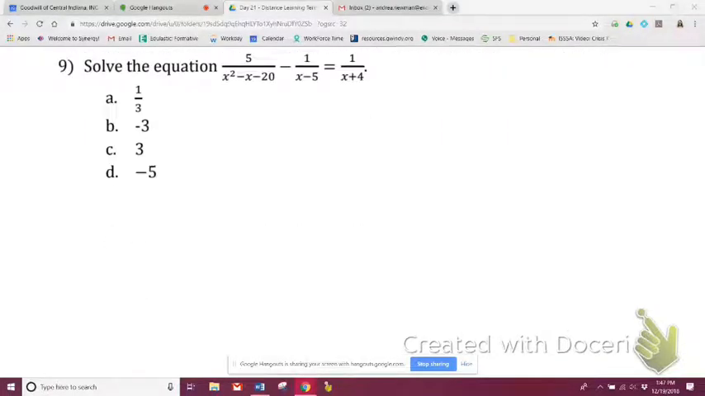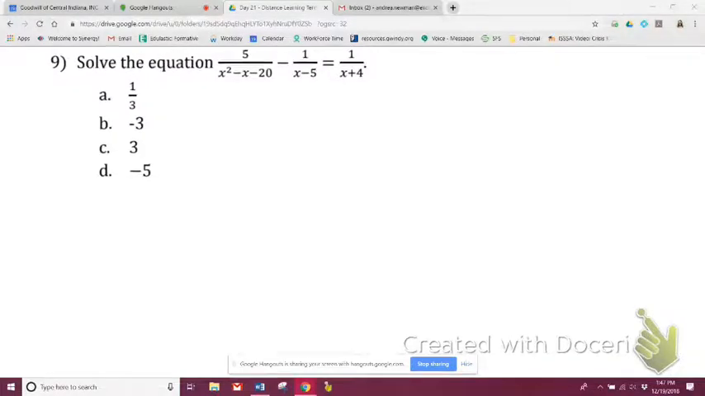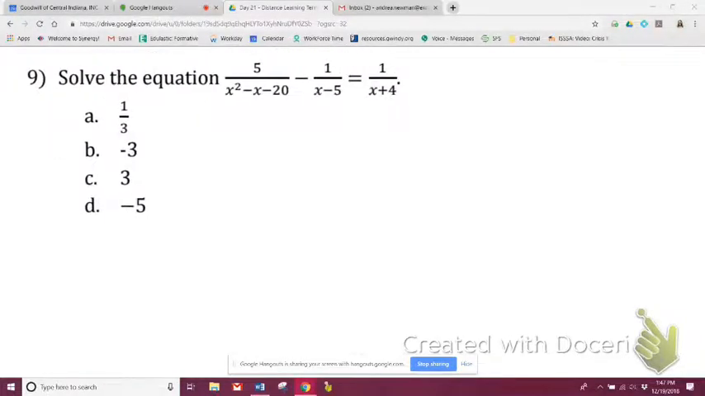Question 9 is what we did yesterday. So now we have an equation with a bunch of fractions in it. Easiest way to do it is to find out what the common denominator is, and multiply by it. So here, first thing we have to do is factor that first fraction to figure out what the factors of the denominator are. So if I put this into my asterisk, I need two numbers that multiply to give you negative 20 and add to give you negative 1.